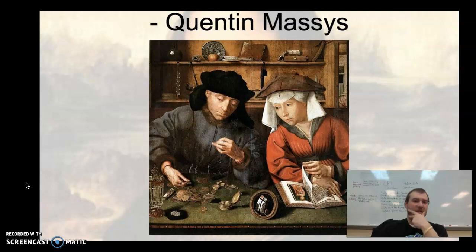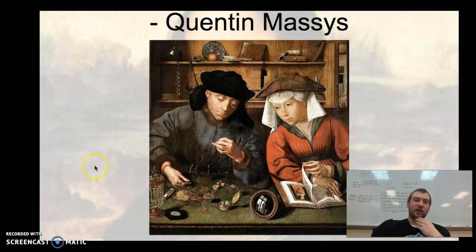All right, let's move on to our next person then. And this guy's name is Quentin Massys. And Quentin Massys is known for a couple of paintings. The first one is The Moneylender and His Wife. So let's write this one down. The Moneylender and His Wife. Quentin Massys is another guy we're looking at. He'll be on the quiz.